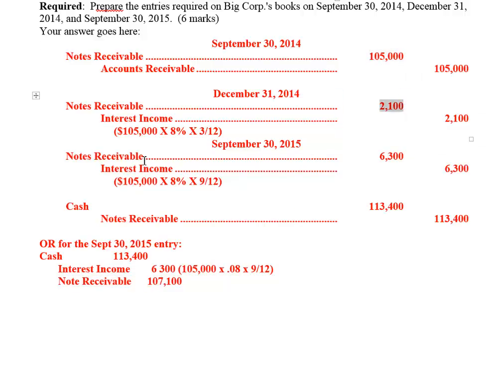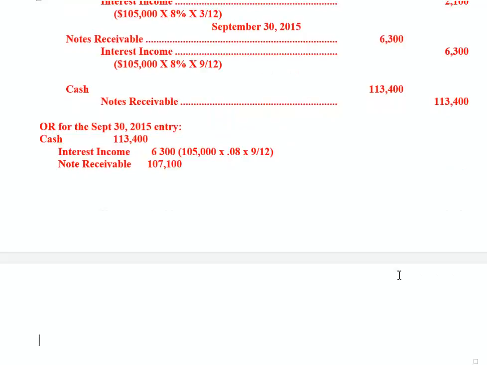So some students, instead of setting up the interest within the note and crediting the interest income as a separate entry, might combine it as one entry and then just credit the note receivable for the amount of the debits from September and December 2014, which would have been 105 and 2,100, which is 107,100. Again, this might be easier for some students to see if we set up a T account.